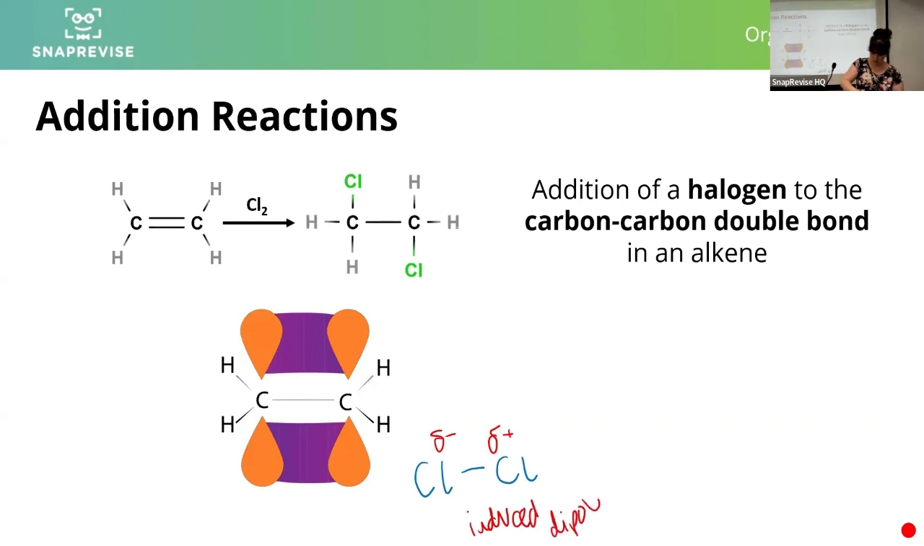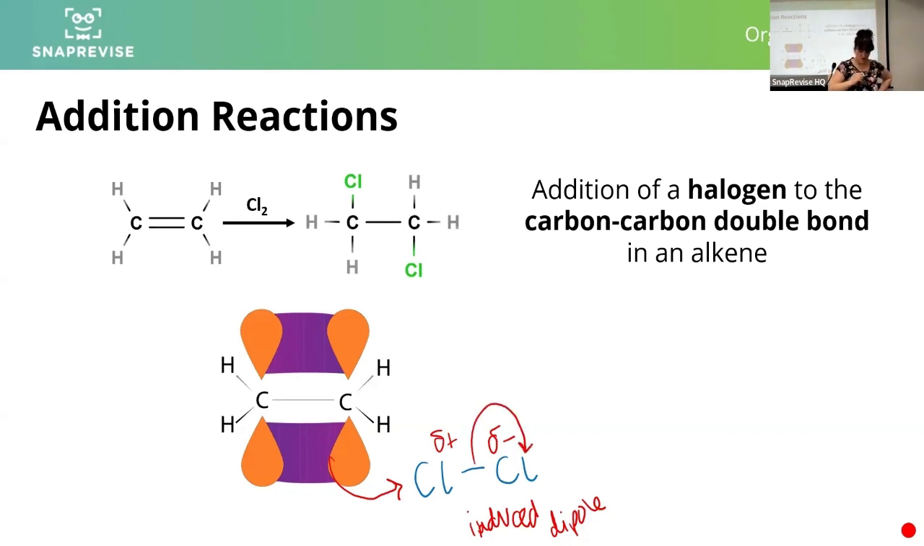We did cover this yesterday, but I'm just briefly going through it again. They can induce a dipole. Oh, I've done that the wrong way around. Sorry. It should be delta positive, that one. Should be delta negative. Then you can get transfer of the pair of electrons from the nice electron-rich double bond to that delta positive chlorine, because they're going to be attracted to the positive charge that has appeared.